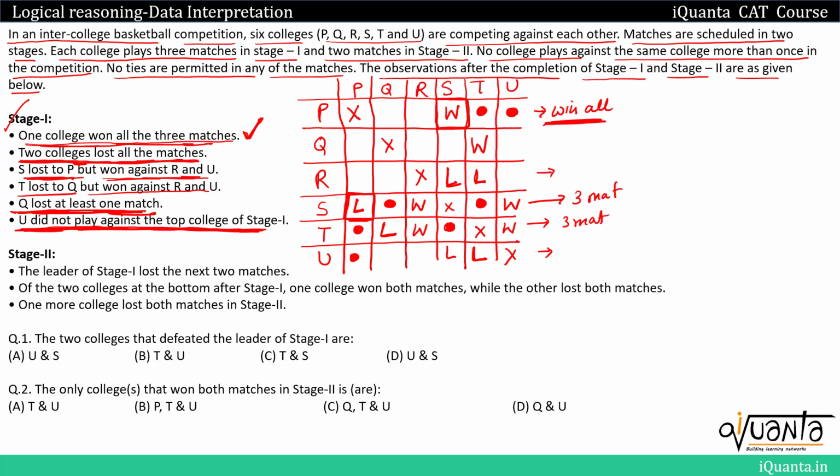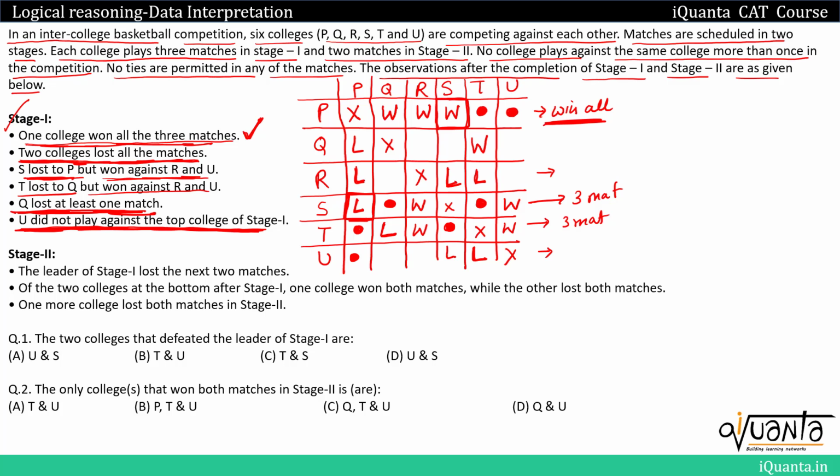Now we were given that P was the team that is going to win all 3 matches. So P against P is not a match, P is not playing against T or U, so only 2 teams are left, Q and R, so P will be winning its matches against Q and R. If P is winning against Q, Q will lose against P. If P is winning against R, R will be losing against P.